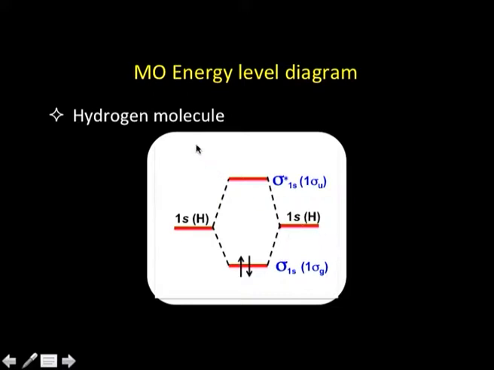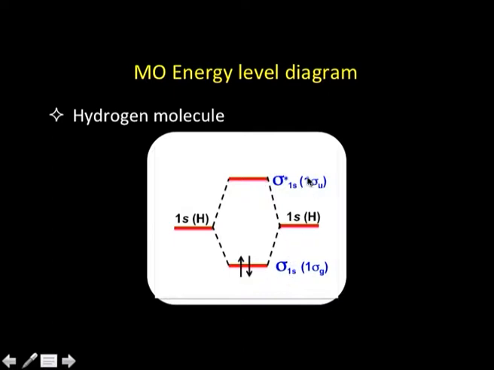So, in case of the hydrogen molecule, as we just saw, when the 1s orbital of atom 1 and atom 2 combine together, we get a molecular orbital. This was sigma 1s, as we showed you earlier. This is the bonding molecular orbital and this is the anti-bonding molecular orbital. The bonding molecular orbital has energy less than the contributing atomic orbitals, and this has energy more than the contributing atomic orbitals. That is one.